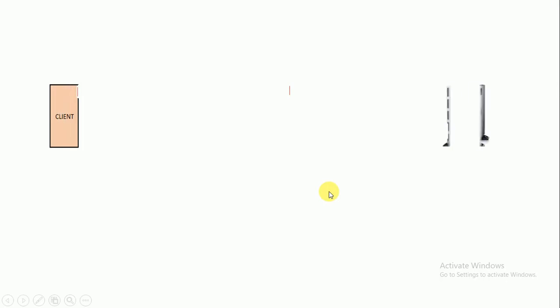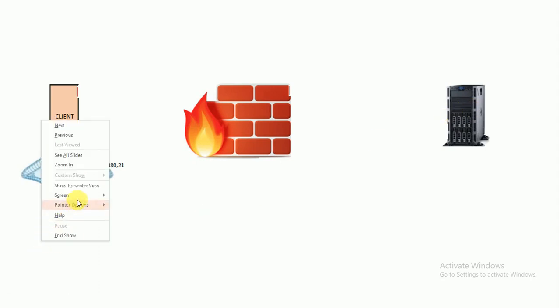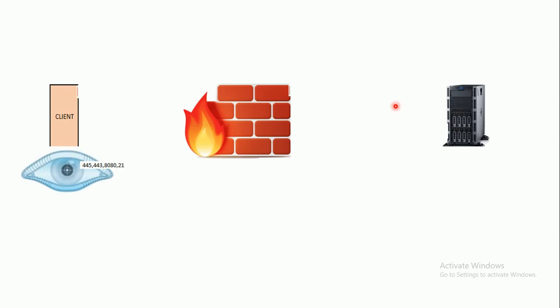So suppose there is one client and one server and we have placed our firewall in between. Now there is one attacker, and what the attacker will do is just monitor the ports, what ports are open in this server. He will just scan the ports. Let me take the pointer. So he will just install a kind of software. I have installed Nmap software here.